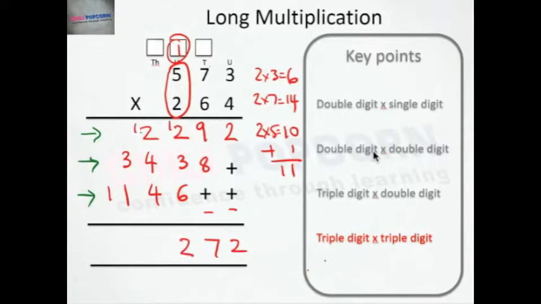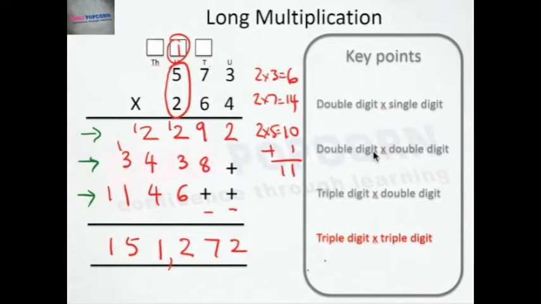Then I have 1 plus 2 is 3, plus 4 is 7, plus 4 is 11, carry 1. 1 plus 3 is 4, plus 1 is 5, and 1. So that's 151,272. So you can see how step by step we can do triple digit by triple digit multiplication.